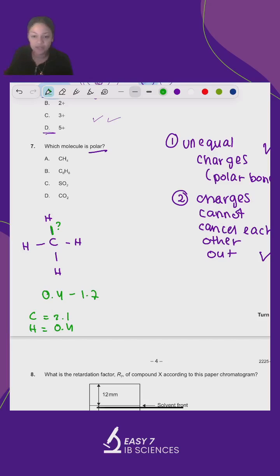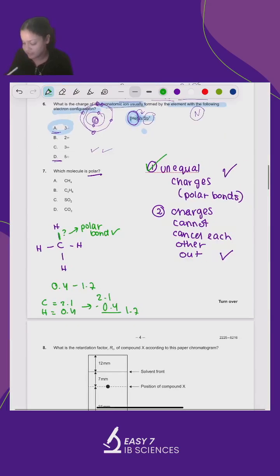Basically, what you're going to find is that the difference, if you subtract 2.1 minus 0.4, is a value between 0.4 and 1.7. So by definition, this is indeed a polar bond between the carbon and the hydrogen. Okay, that's true. So that first condition is met. Now what about the second condition, which is that the charges cannot cancel each other out?